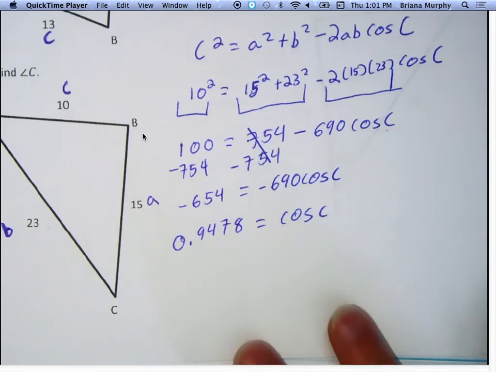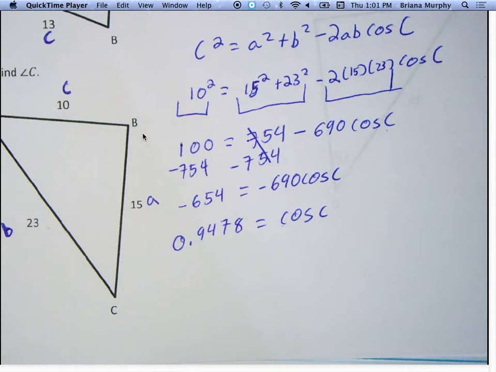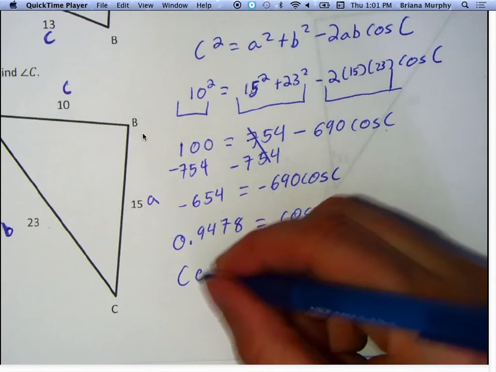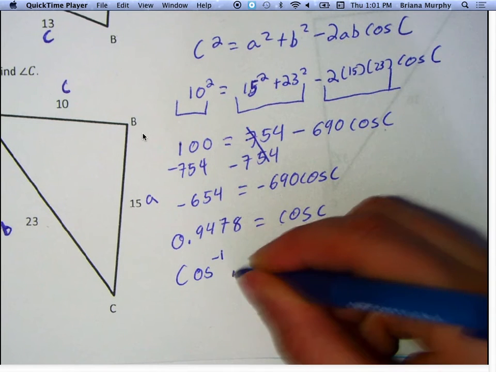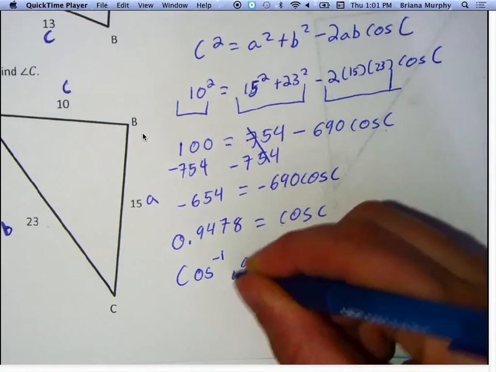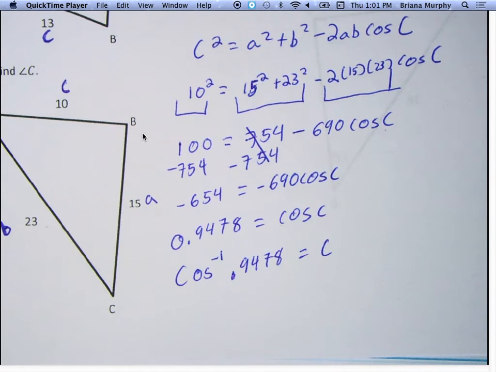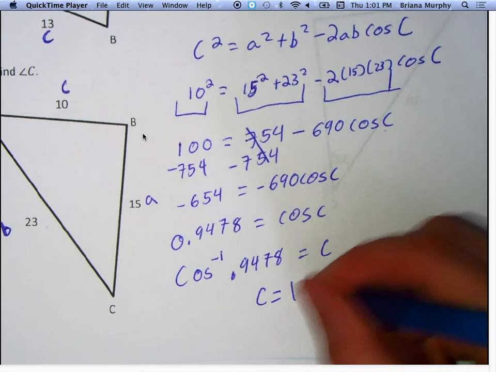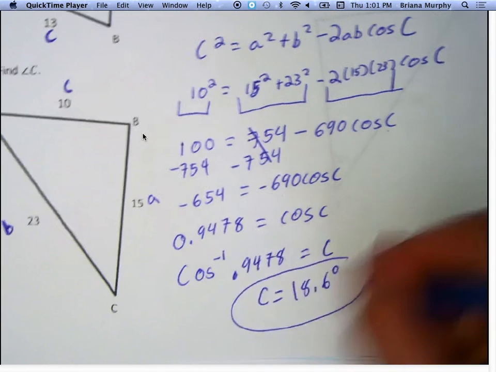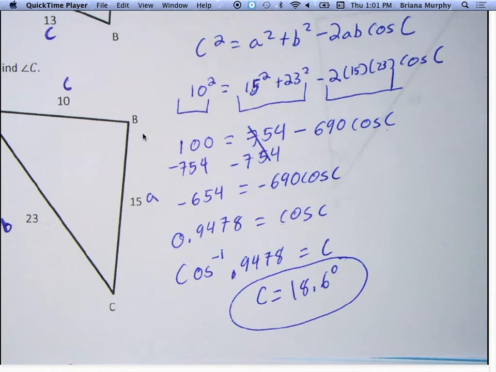How do I get rid of a cosine? That negative one, what do we call that? Does anybody remember? Inverse. Secant is something different. Cosine inverse 0.9478 equals c. So we take the inverse. So if you hit your trig button again, you'll see cosine, and right below it, it says cosine of negative 1. And we hit 0.9478, and we get angle C equals 18.6 degrees.